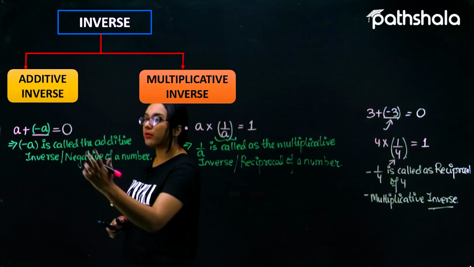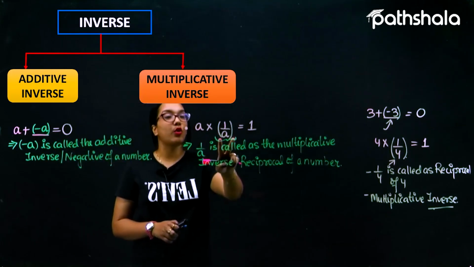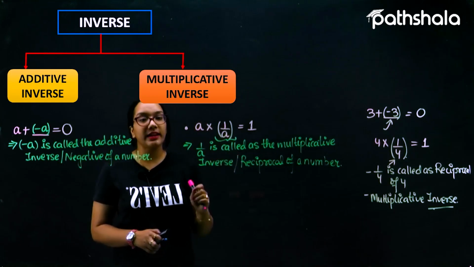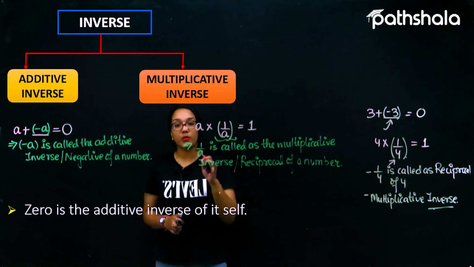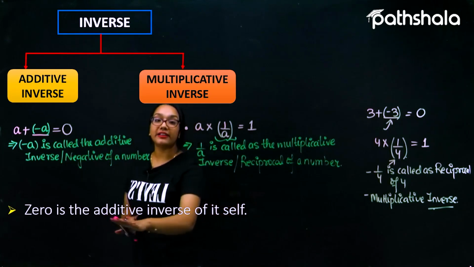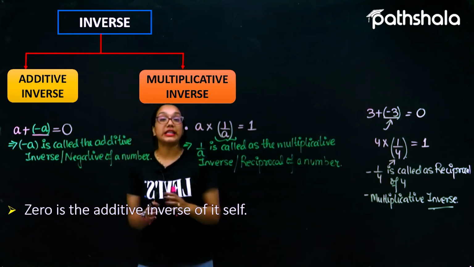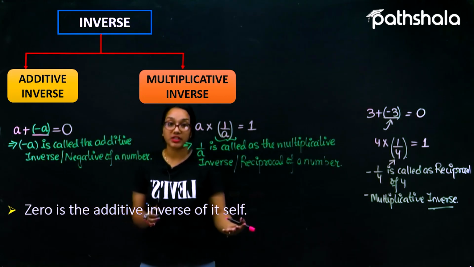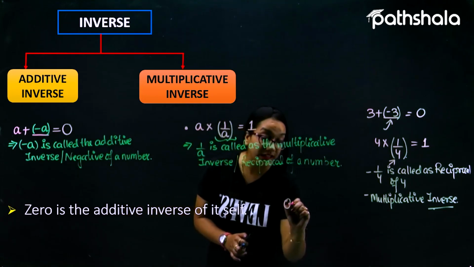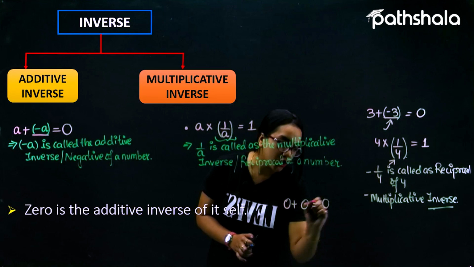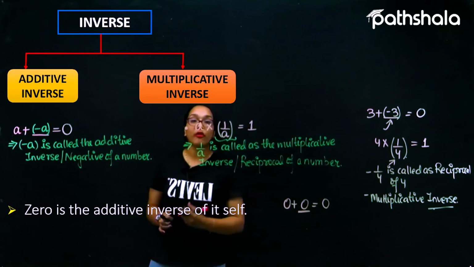I hope the concept of multiplicative inverse and additive inverse is clear to you: the additive inverse is all about the negative of a number, and the multiplicative inverse means the reciprocal of a number. At the end, we have two conclusions. The first is that 0 is the additive inverse of itself. When 0 is added with 0, the answer is 0.